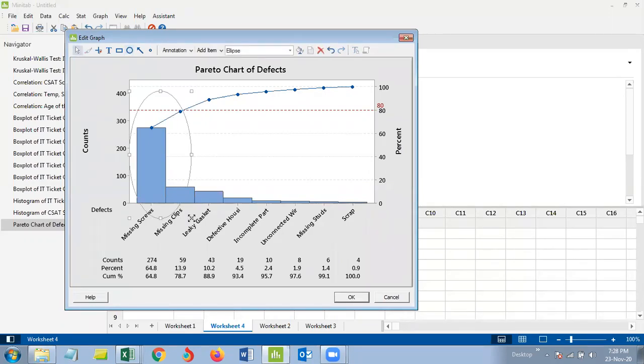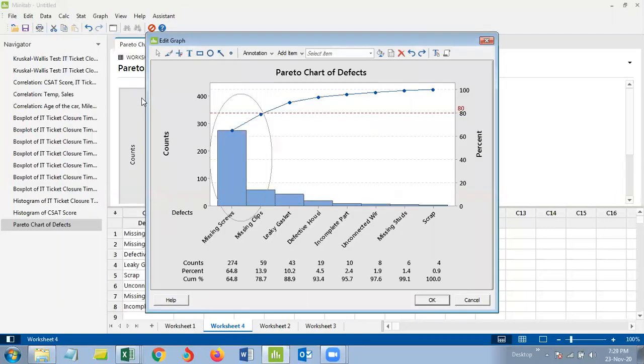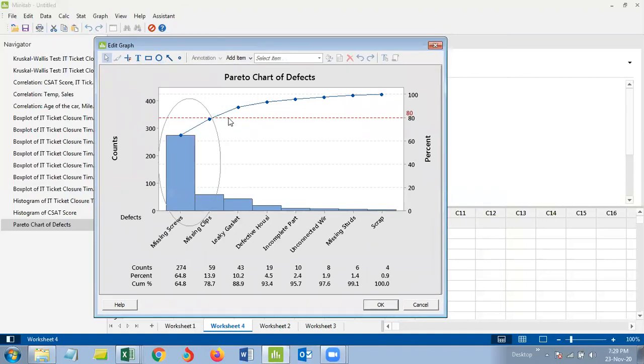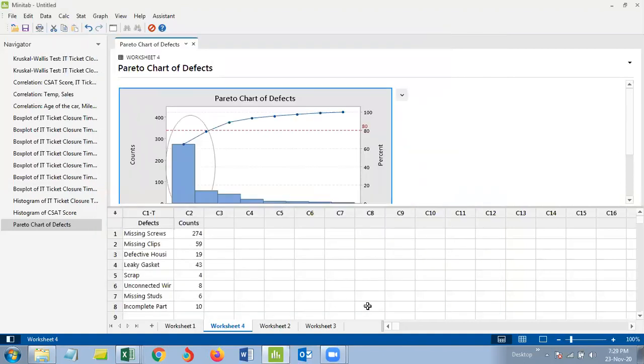80% of issues are right here. So you fix these issues. Don't run after every possible issue. Just work on these major issues, and most of your problems, 80% of problems, will be solved. You don't need to run after every possible thing. Just focus your work on these issues. So the data is ready. Just share it with management.